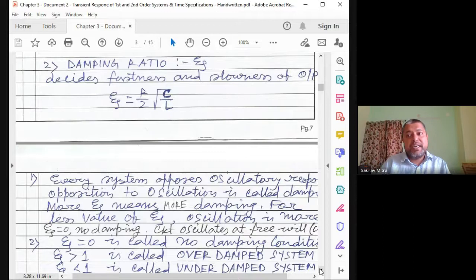So gain and energy, they are directly proportional. Gain and stability, they are inversely proportional. Energy and stability, they are inversely proportional. And in this case, the damping ratio is R by 2 root under of C by L.